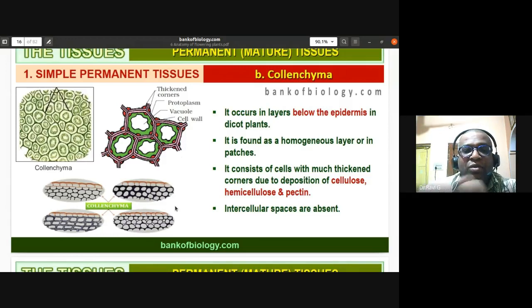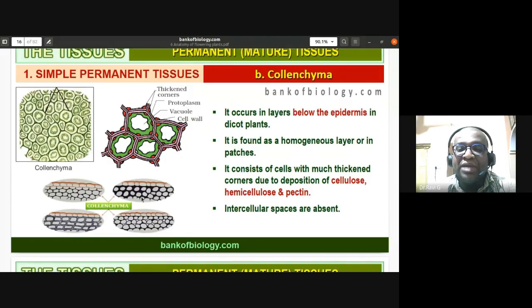In the angular collenchyma, where you can see here, the angles of the cells have uneven deposition of pectin. So we call it angular collenchyma. In lacunar collenchyma, the intercellular spaces are filled with pectin, and since the intercellular spaces are filled with pectin, we call it lacunar collenchyma.